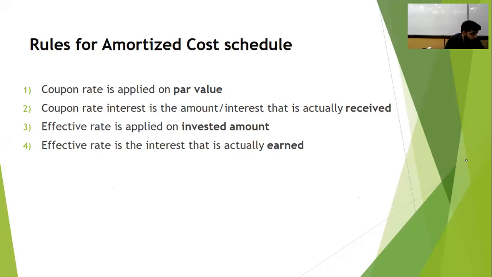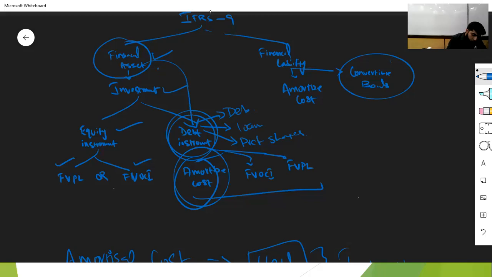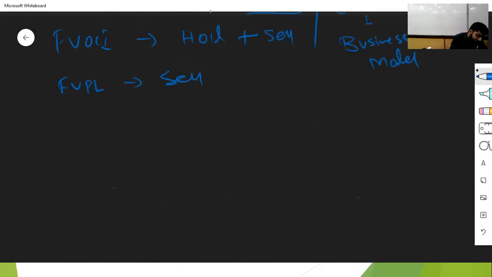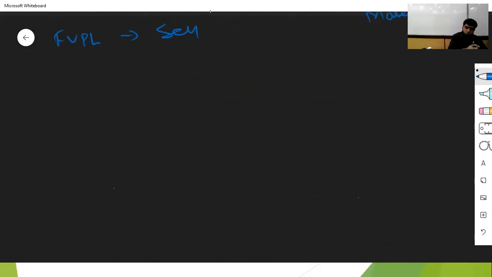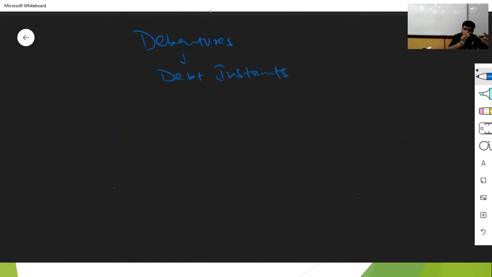Okay, before moving on, before we start with the amortized cost, let's have some basic structure of debentures, or we can say bonds. Debentures, it's a debt instrument. First of all, debenture is a debt instrument. It's a liability instrument. And let's have a few details regarding the debentures.